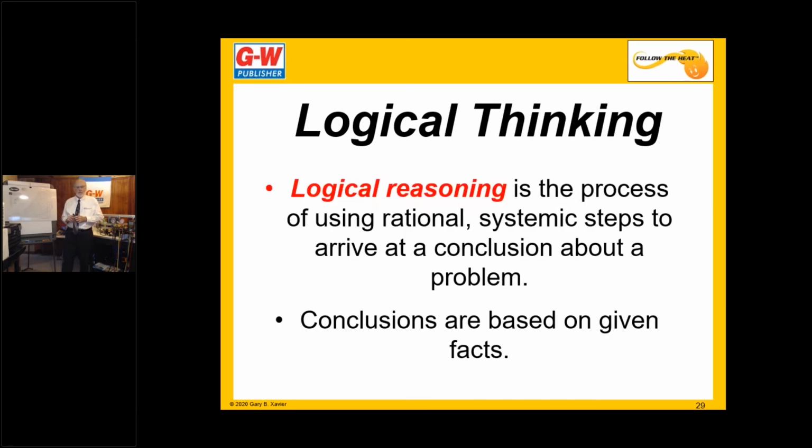Logical reasoning is a process. We need to use rational systematic steps to arrive at a conclusion about the problem. And the conclusions are based on what we see, based on given facts. There are a couple of types of reasoning that we study.